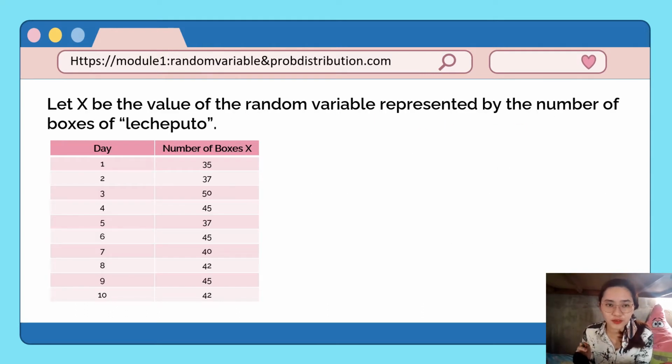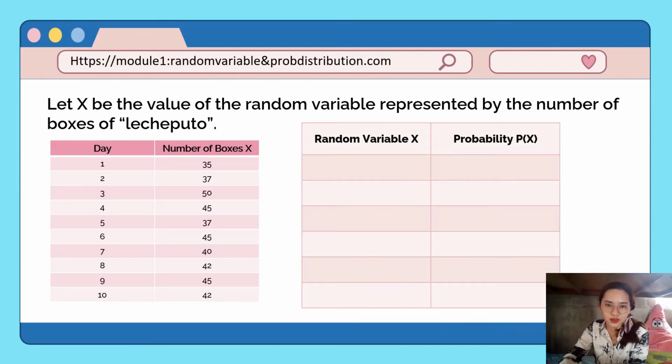Alright, so based on the given problem, let's observe, analyze, and answer the following questions. Before we proceed to our first question, let's construct first a probability distribution out of this data we have. So, ano nga ba ang probability distribution? May two columns tayo nun. Yung first column are the values of your random variable, and the second column is its corresponding probabilities.